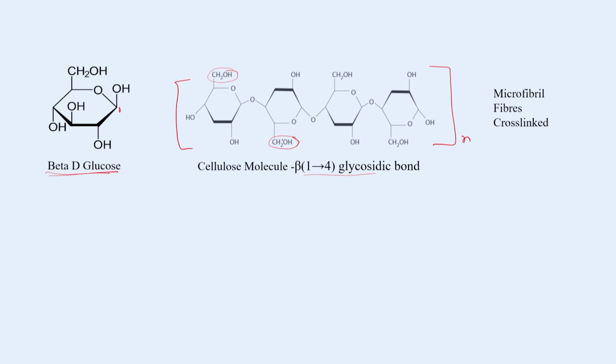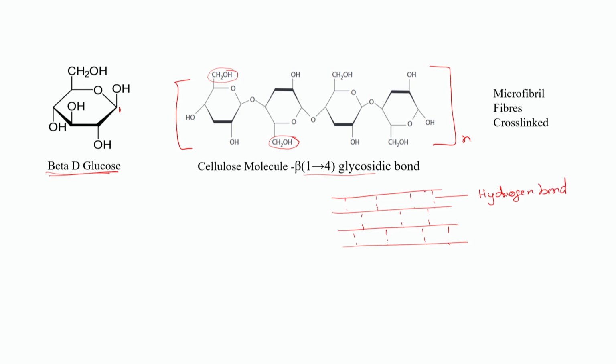So, this orientation is applied to form a straight chain molecule, and in this way a long chain of cellulose molecule is formed. Now, many such long chains of cellulose molecules attach themselves, and a lot of hydrogen bond formation takes place between these cellulose molecules, and they attach together to form a structure known as microfibrils.